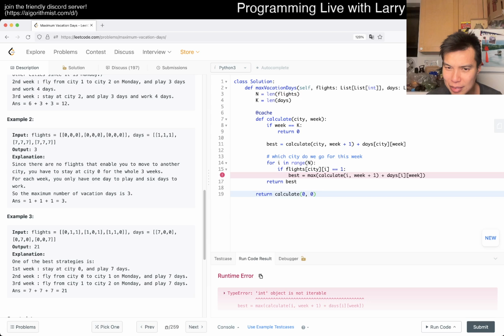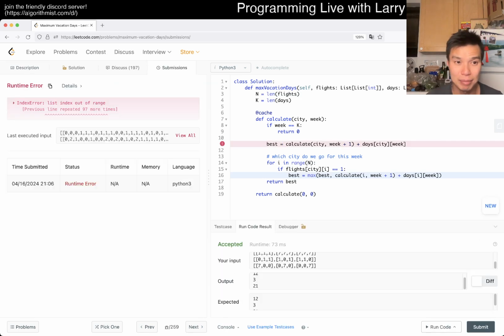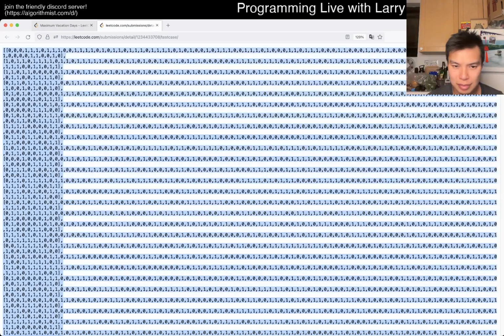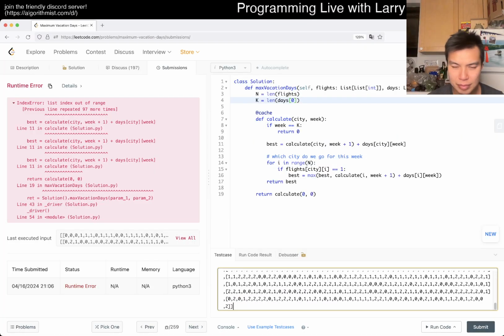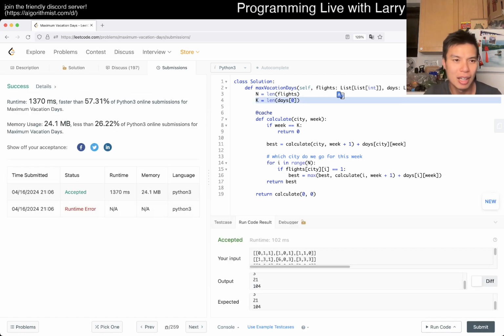Int is not iterable. Did I miss something? Calculate I plus days sub I, week, right? Oh, whoops. Looks okay here. Let's give it a submit. Ah, snap. Oh, this is not it. This is, whoops. Okay. All right, looks good. I messed that up. I wasn't paying attention. All right, looks pretty okay.